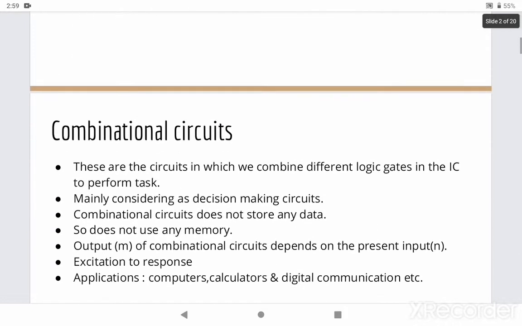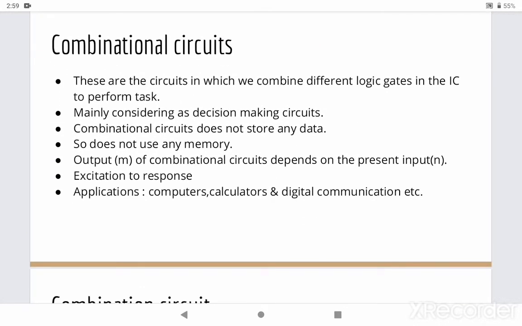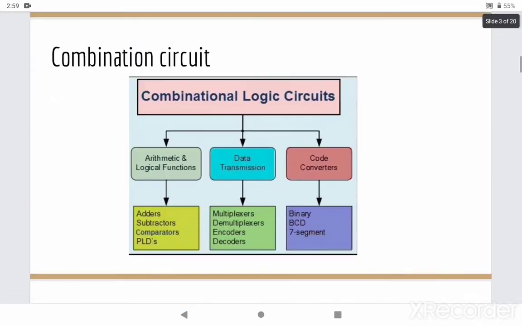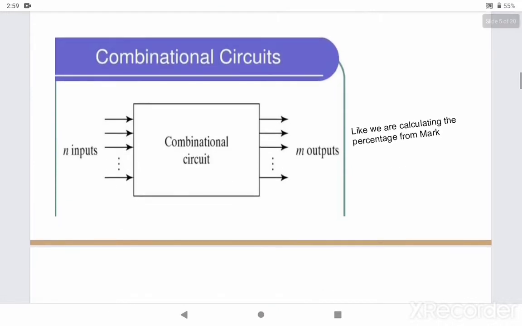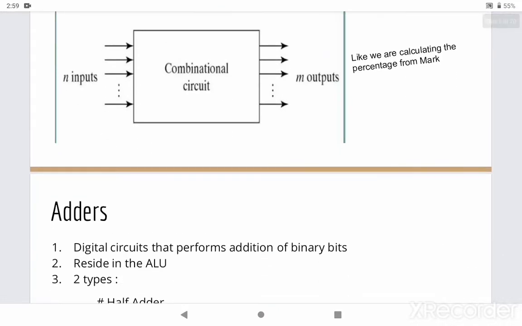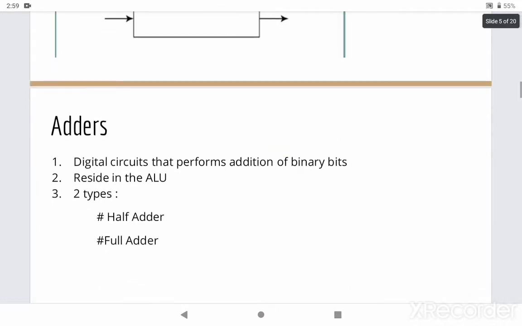Then what is a combinational circuit? What will be its input? How does it work? What are the types of combinational logic circuits? Then its block diagram, its circuit diagram, and also adders.